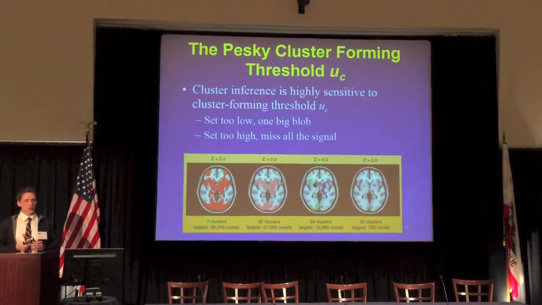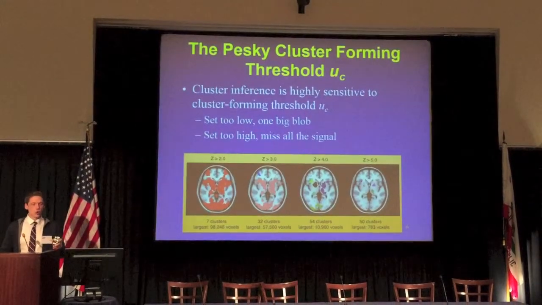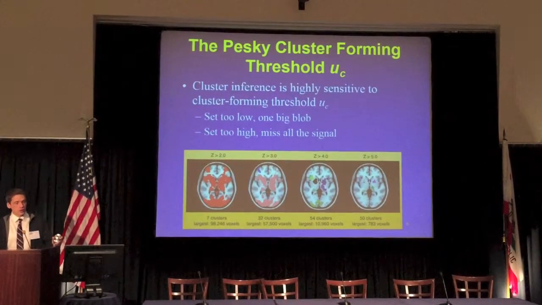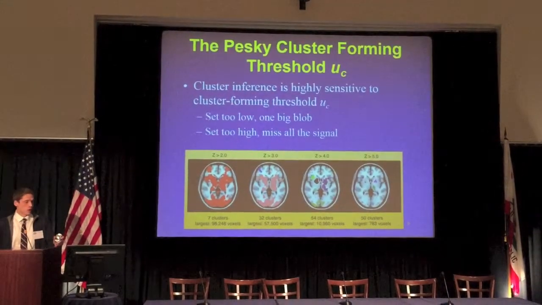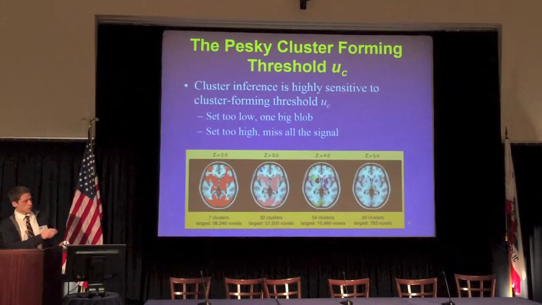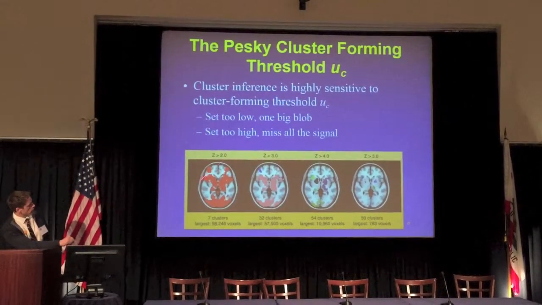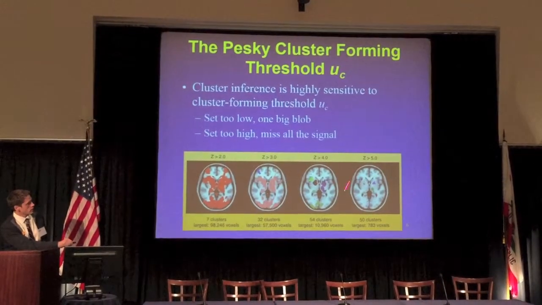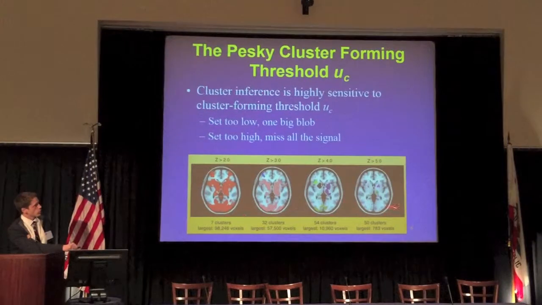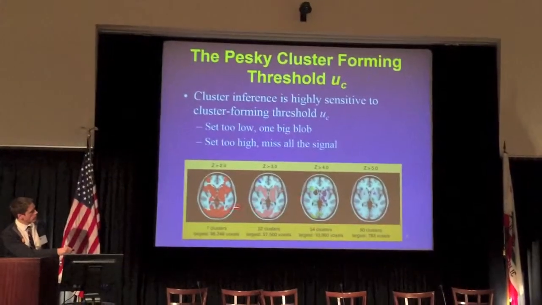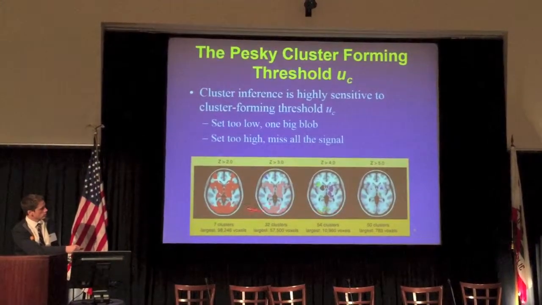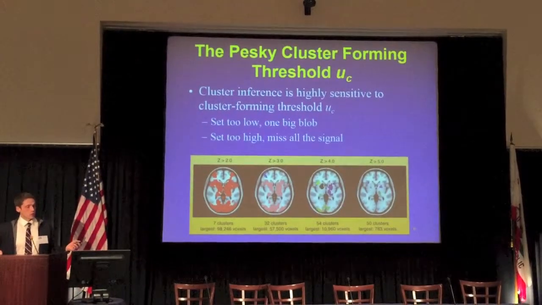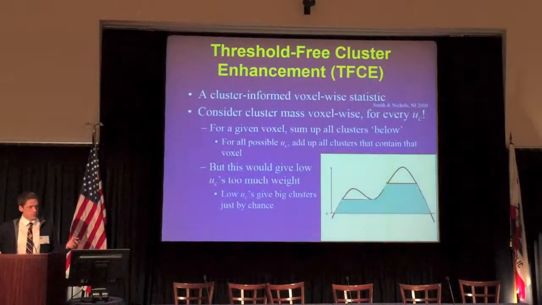The universal problem is the issue of the cluster forming threshold. So cluster inference is highly sensitive to that threshold value. You set it too low and your activation map or significance map looks ugly. You set it too high and you basically don't have any significance. So where is the happy, unbiased and universal level of significance that gets you reproducible results?